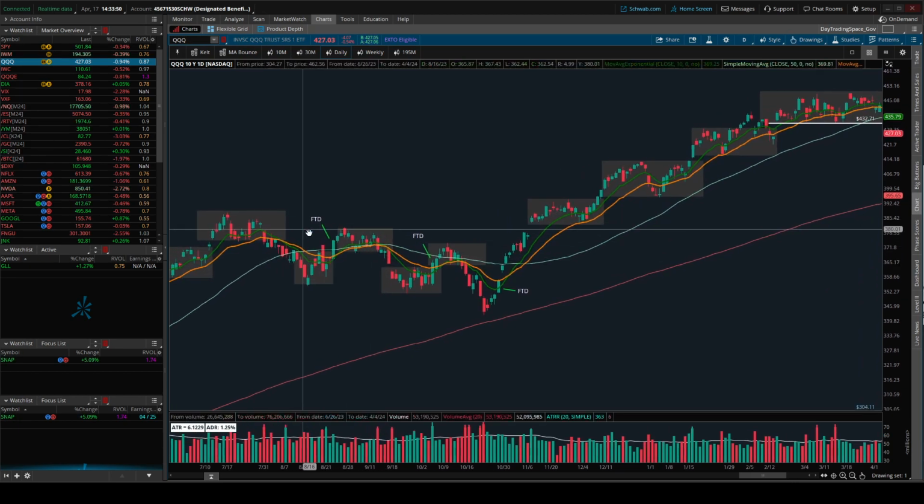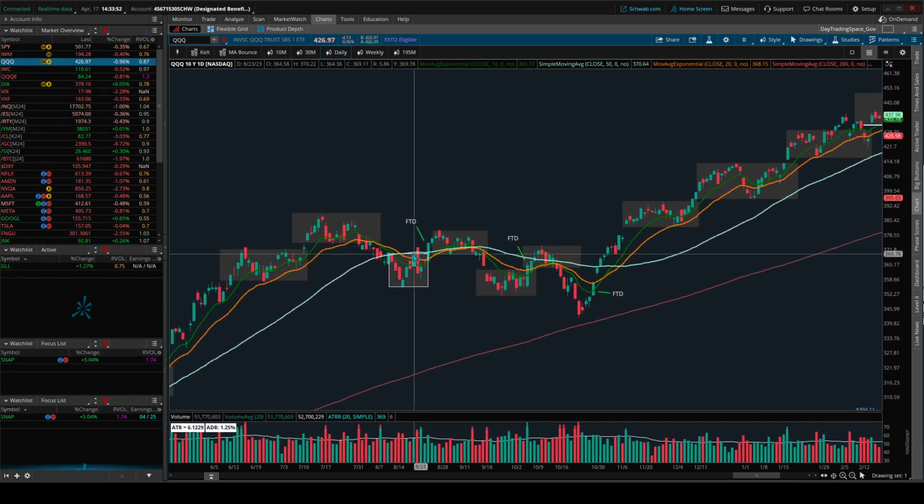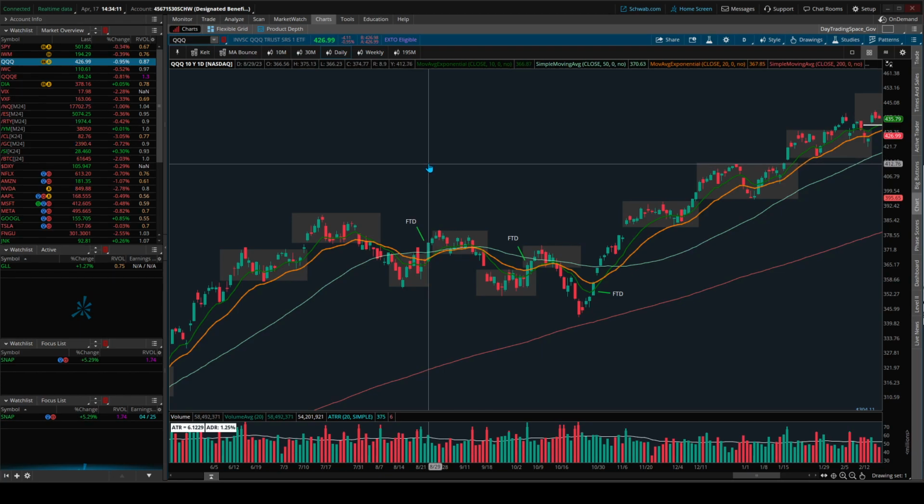So you could see we had that right when we were breaking out of this stage 1 base here. We had a follow-through day in confluence with the stage 2 breakout on the 195 minute time frame, right? So when you have multiple signals overlapping one another, it basically just increases the odds that there's going to be some sort of follow through. So this was a great swing trade opportunity.